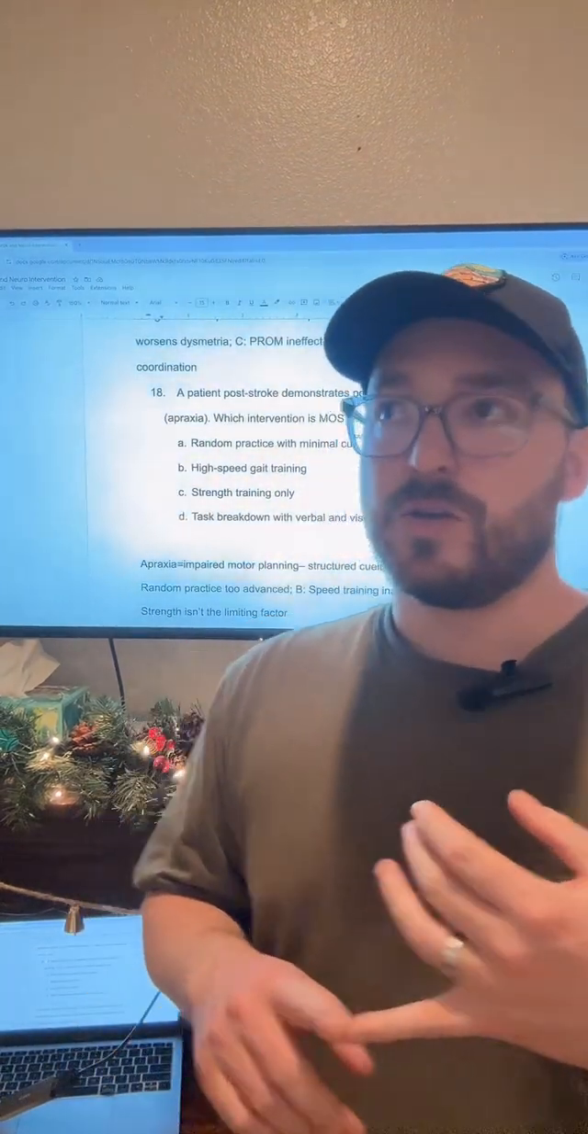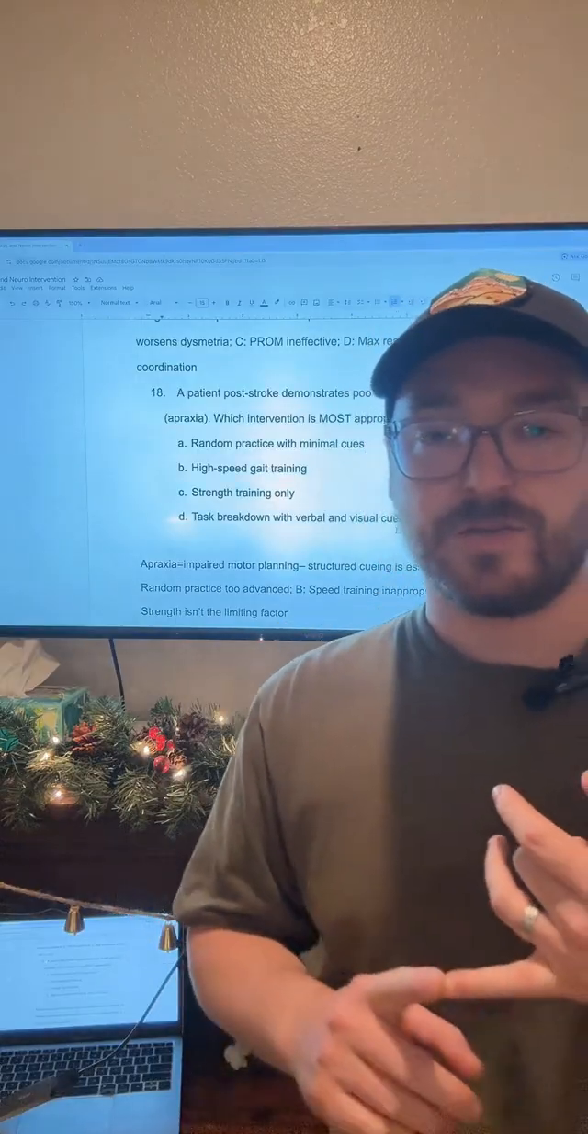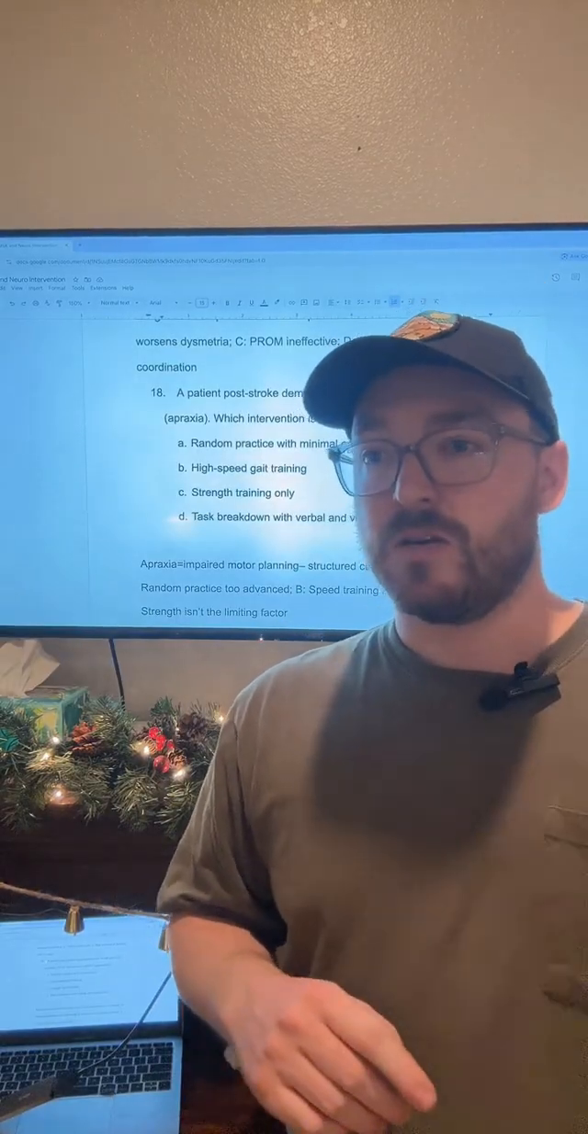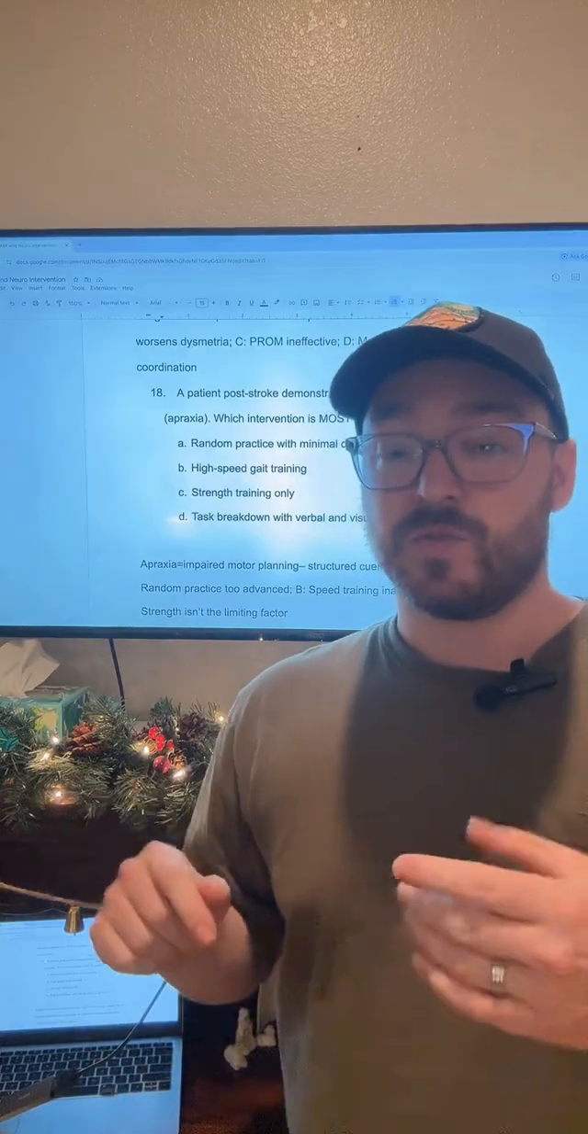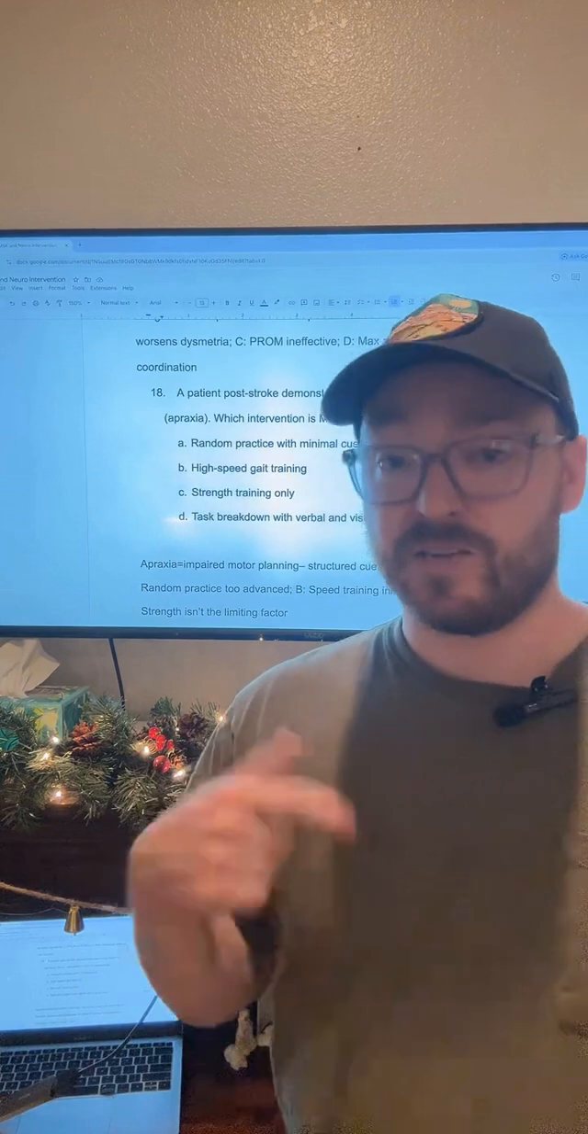Random practice would be good with post-stroke patients, right? It would be good, in general, for motor learning. So your SCI, your TBI patients. It's just with people with apraxia particularly and cerebellar deficits that it's not appropriate.